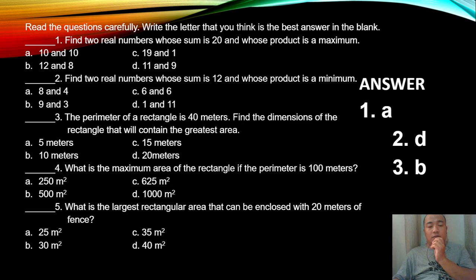Number 4, what is the maximum area of the rectangle if the perimeter is 100 meters? 100 meters is the perimeter. The answer is C, 625 square meters. And number 5, what is the largest rectangular area that can be enclosed with 20 meters of fence? And the answer is A, 25 square meters.